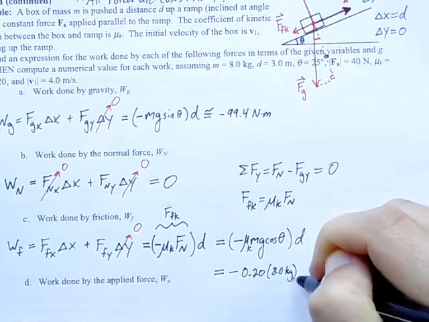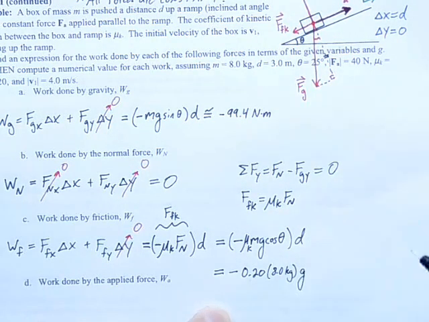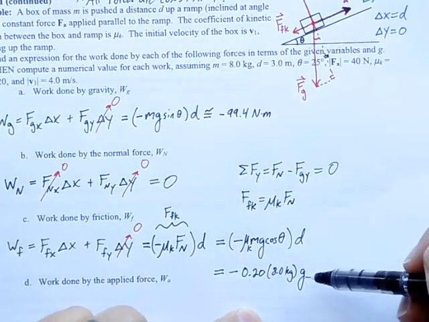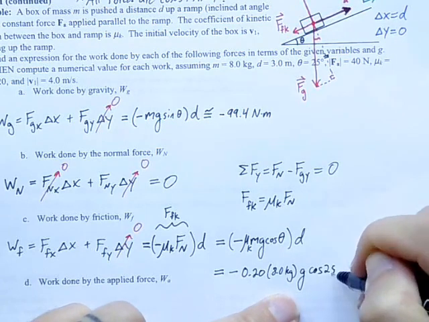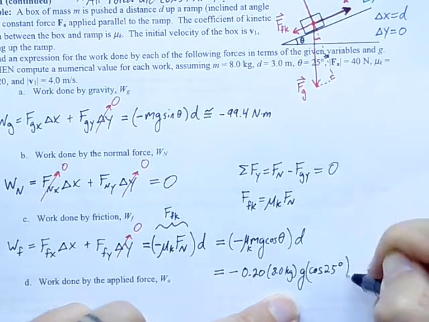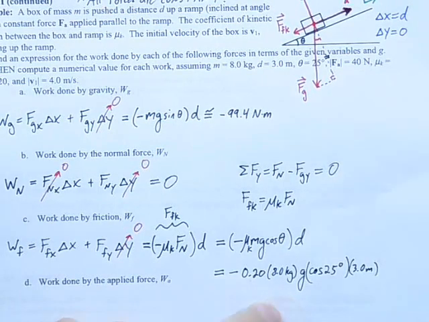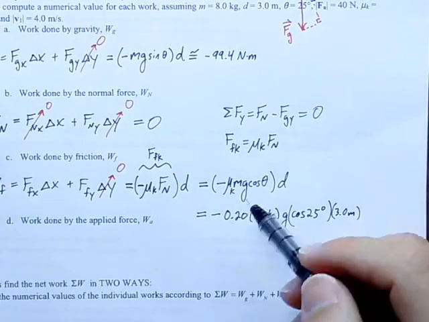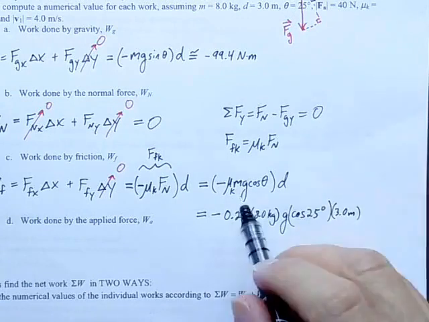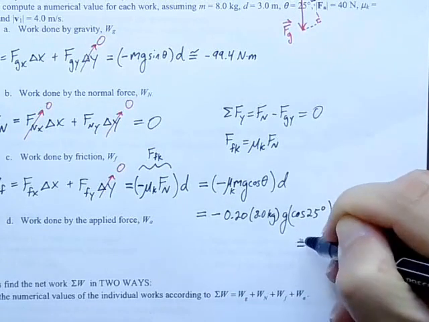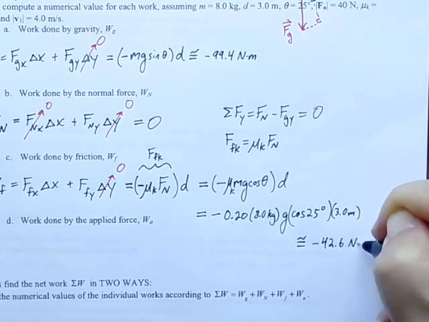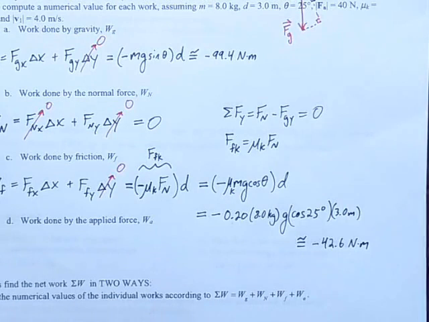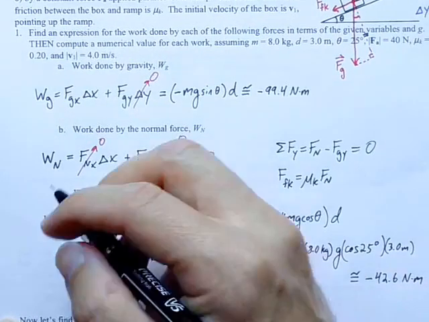You always want to show the numerical values you're plugging in. Little g, we understand what little g is. It's not necessary to plug in a value for that. Cosine theta, cosine of our 25-degree angle, and then times our distance d, 3.0 meters. There, that's better. This time we've shown the numerical values we're plugging in for each of those variables before we get our numerical answer. Do the arithmetic here, and we would get about negative 42.6 Newton meters.